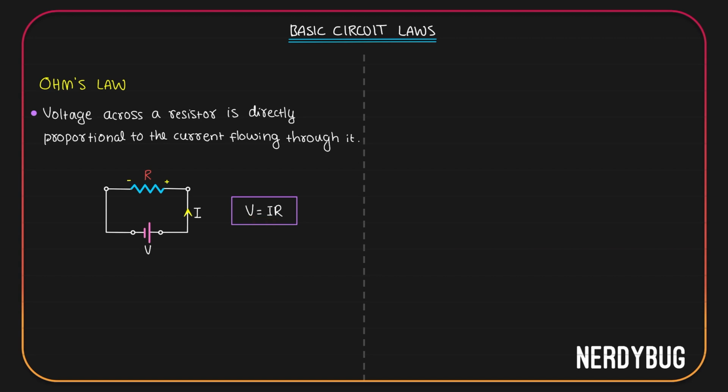If we plot the relation between V and I on a graph, this is how it will look. It is a straight line with constant slope, and the slope will give you the resistance of the resistor.